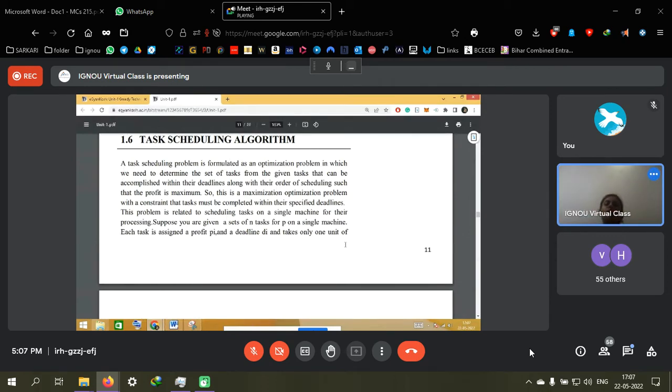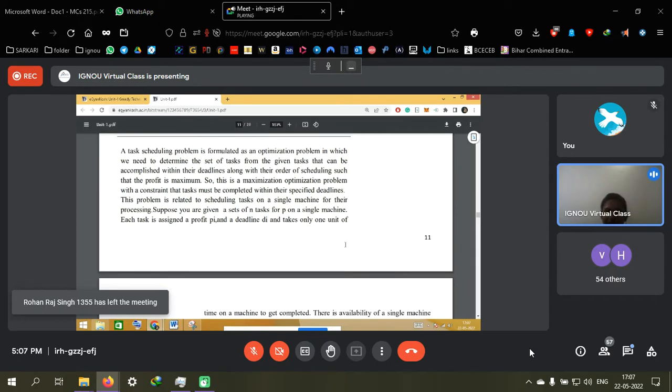A task scheduling problem is formulated as an optimization problem in which we need to determine the set of tasks from the given tasks that can be accomplished within their deadline. So that means we have a schedule in order and a deadline with that. We have to complete the tasks to maximize the profit. It is an optimization problem with a constraint that tasks must be completed within their specific deadline. So let's take one example.